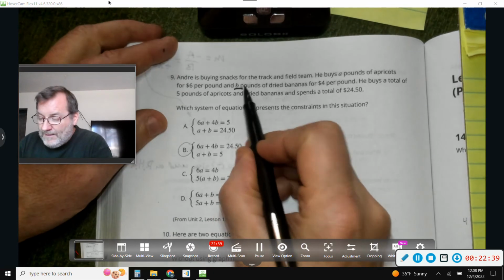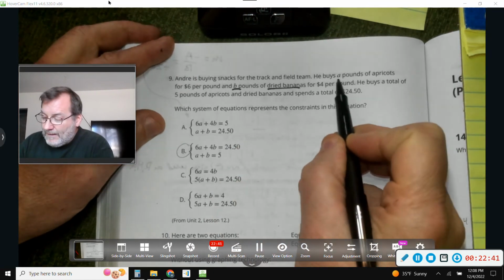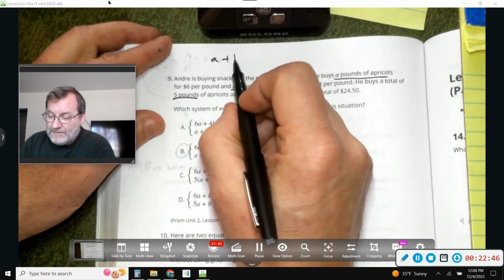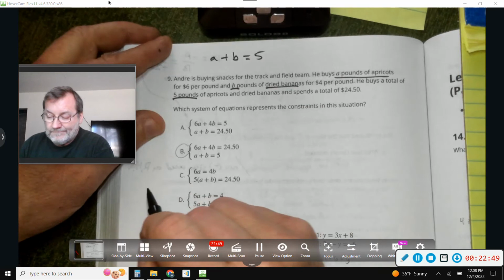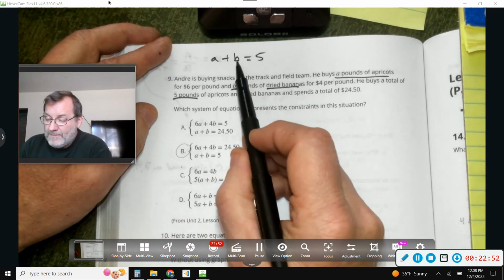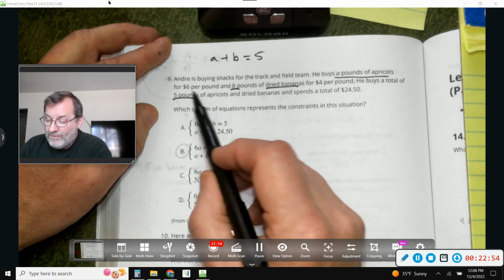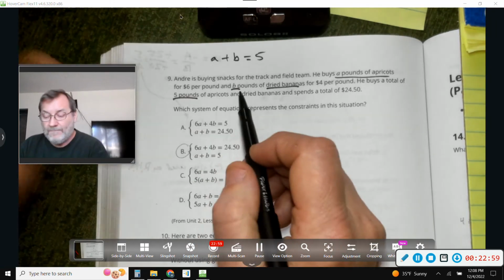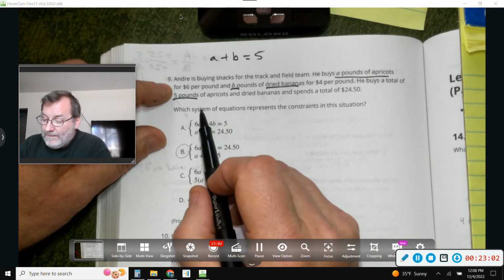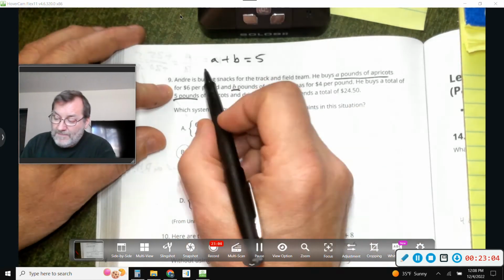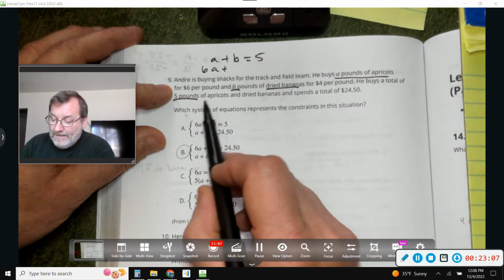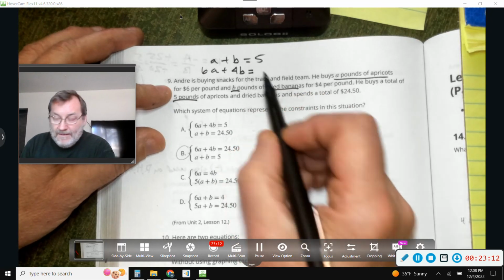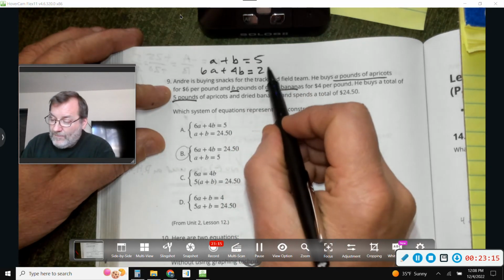Okay, so what do we got here? We have B pounds of bananas and A pounds of apricots, but we had a total of 5 pounds. So I know that A plus B equals 5. Apricots plus bananas equals 5 pounds. And what else do I know? Well, I got a dollar amount to work with. He buys A pounds of apricots for $6 a pound, so 6 times A, and B pounds of dried bananas for 4, so 4 times B. And I'm going to spend a total of $24.50.